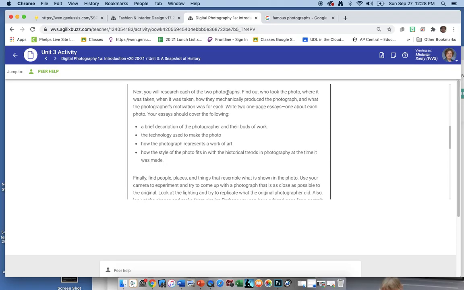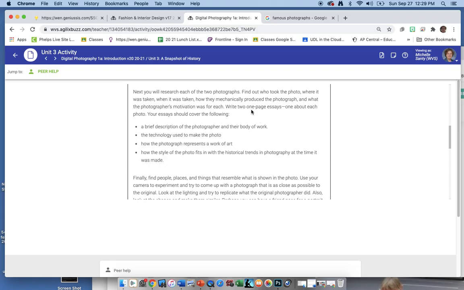So then you can research each of the two photographs. You can find out who took the photograph, where it was taken, when it was taken, how they produced the photograph. So that means what was the f-stop, what was the shutter speed, what else is there? Was there special lighting? You know, what was going on? What were the mechanical pieces they took this photograph with? All right, and then what was the photographer's motivation?